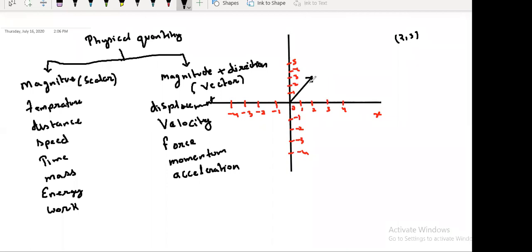Now, if you see this vector, this line represents a vector. Now, which kind of vector? Vector describes both magnitude and direction.